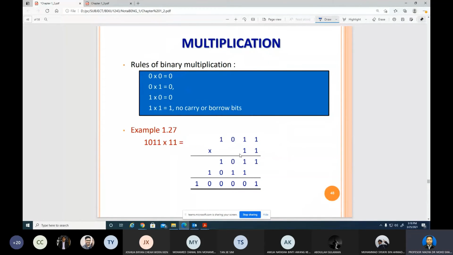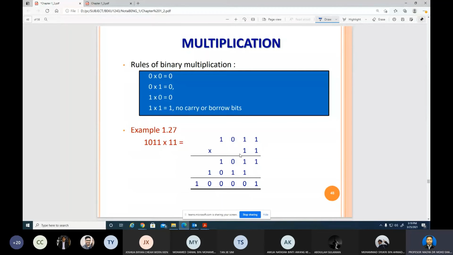Multiplication is straightforward, similar to binary addition. 0 multiplied by 0 is 0. 0 multiplied by 1 is 0. 1 multiplied by 0 is 0. 1 multiplied by 1 is 1. No carry or borrow. Right, so you can see this one.